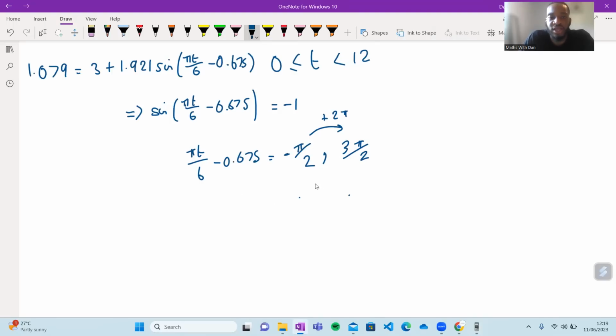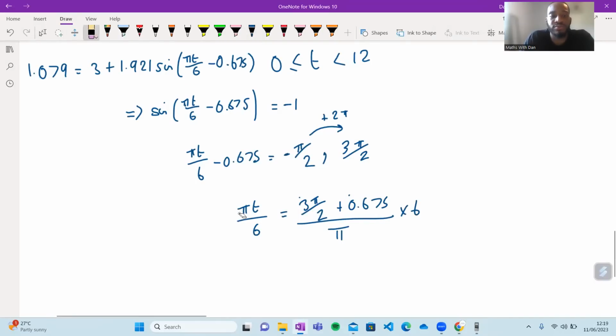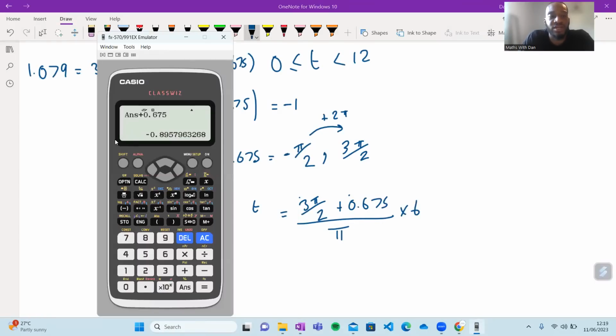So now let's try this one. This is clearly going to be fine. So it's going to be pi t over 6 is equal to 3 pi over 2 plus that 0.675, sorry. And then I'm going to divide by pi and times by 6. So those will go like this here. And then if I put this into my calculator, see what I get. So it's going to be 3 pi over 2, put a fraction here, 3 pi over 2, and then plus 0.675. Going to divide by pi times by 2.